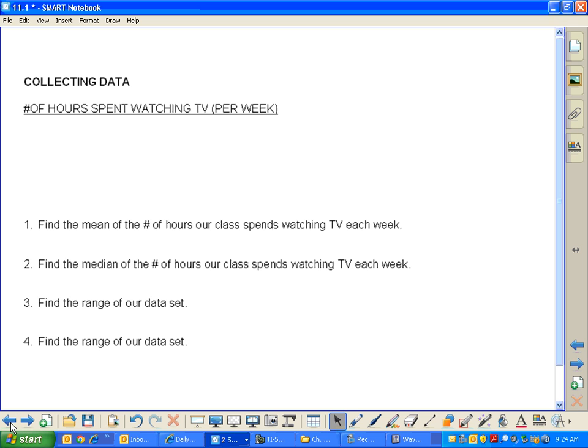Okay, first of all, we need to collect some data, because my first major mission for today is to show you how to get all of this stuff on your calculator. The second objective for today, again, is just to observe how an outlier affects or doesn't affect some of these measures. All right, so you'll see here we're going to collect some data. I need to know, think of a number, of hours you spend watching TV each week. So take a minute, think about it. How many hours a week do you spend watching television?